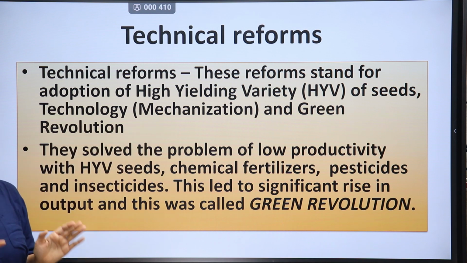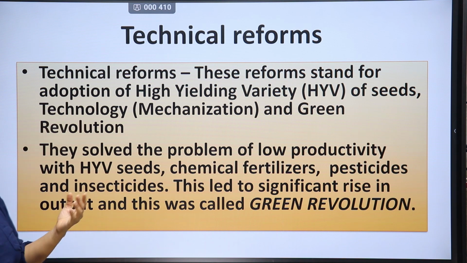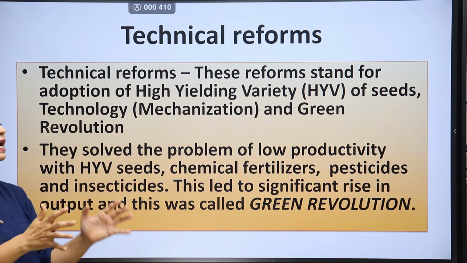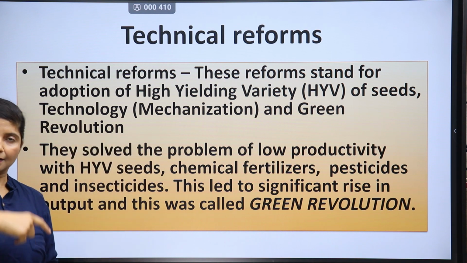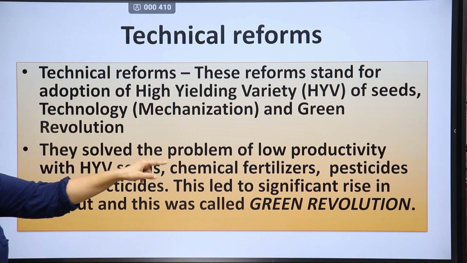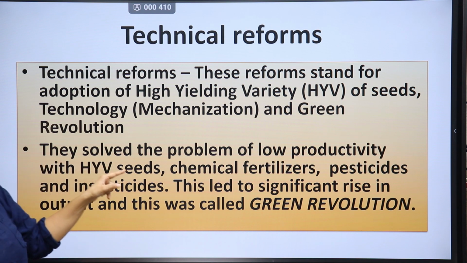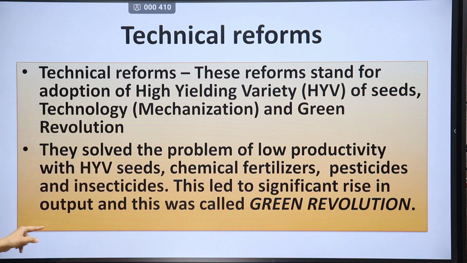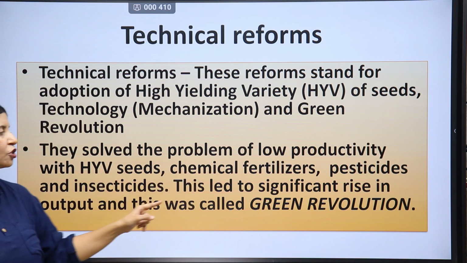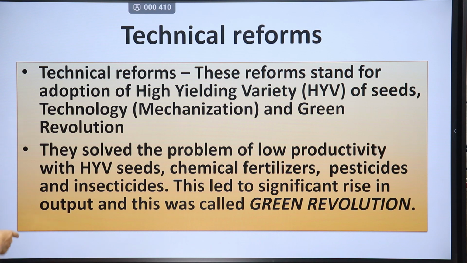Why? Because high yielding variety of seeds were given to Indian farmers, and they did mechanization of their land. They purchased tractors, threshers, crushers, modern machines for cultivation, and that increased your crop production, and the green revolution happened in India. They solved the problem of low productivity with high yielding variety seeds, chemical fertilizers, pesticides and insecticides. This led to a significant rise in output, and this was called the green revolution. So you understood what the green revolution is?